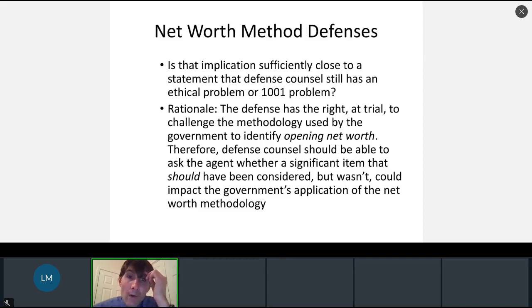Well, the rationale here is that the defense has the right at trial to challenge the method used by the government to identify opening net worth. Therefore, defense counsel should be able to ask the agent whether a significant item that should have been considered but wasn't could impact the government's application of the net worth method.